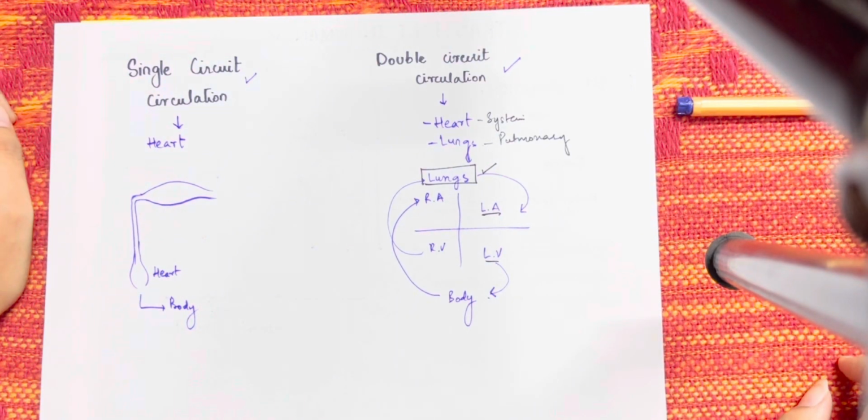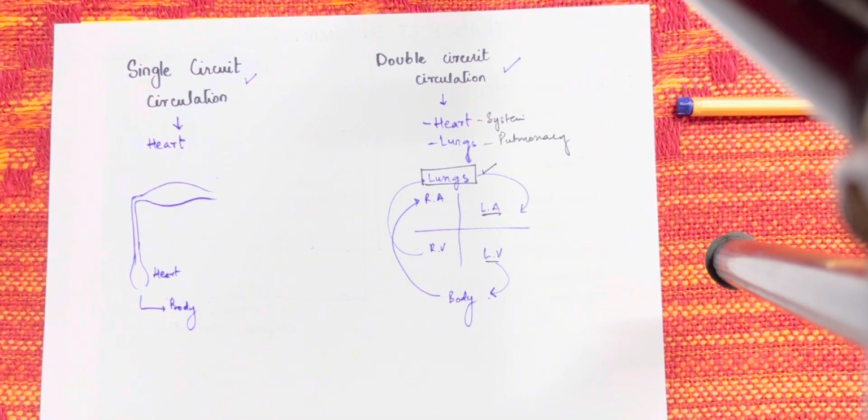This is the major difference between single circuit circulation and double circuit circulation, and the difference of the heart in a human body and in other organisms.